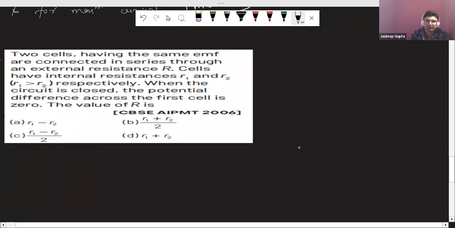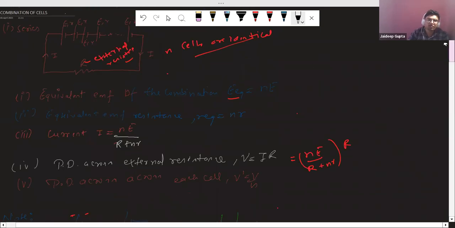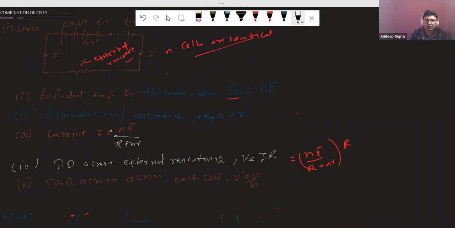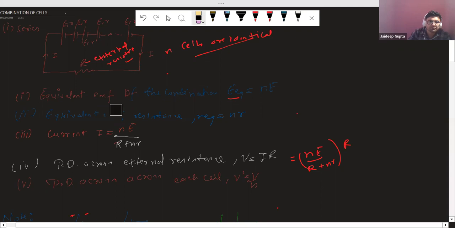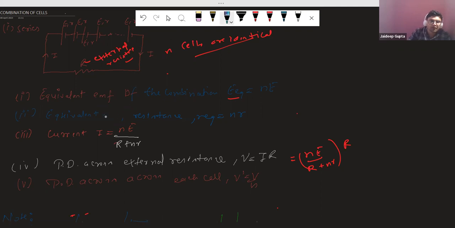Two cells having the same EMF. Try this question. Just note down the formulas first. In series, the equivalent EMF of the combination is NE. Equivalent internal resistance equals NR. Current is this. Potential difference across the external resistance, V equals IR. Potential difference across each cell, V dash equals V over N. Just write down the formula in your notebook, then we will proceed.